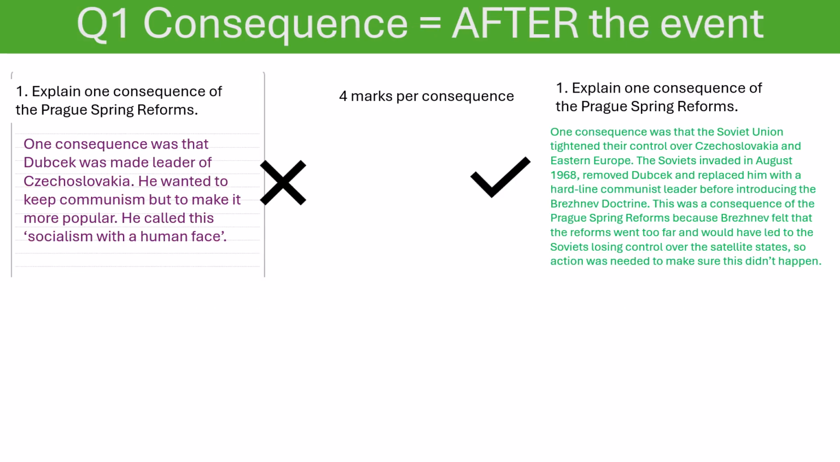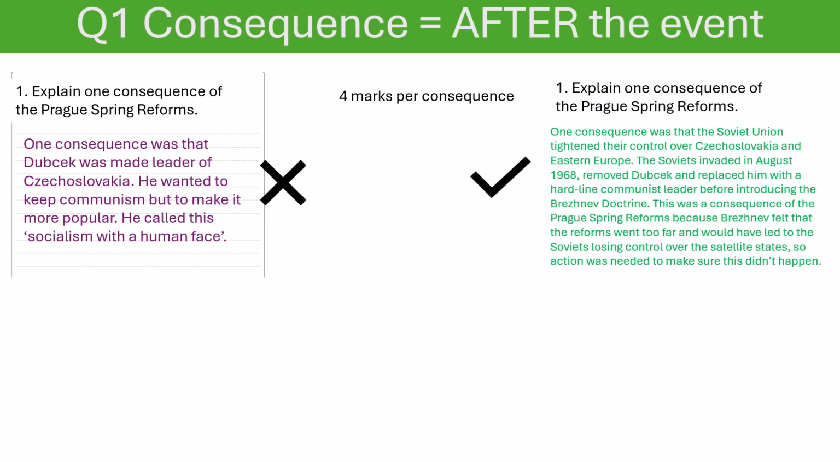Question 1 requires you to write about a consequence of a particular event. A consequence is going to require you to write about what comes after the event, because a consequence is what happens because of something. It might help you to remember this by writing the word "after" above the question before you start to answer it. So let's have a look at what a response would be to explain one consequence of the Prague Spring reforms.